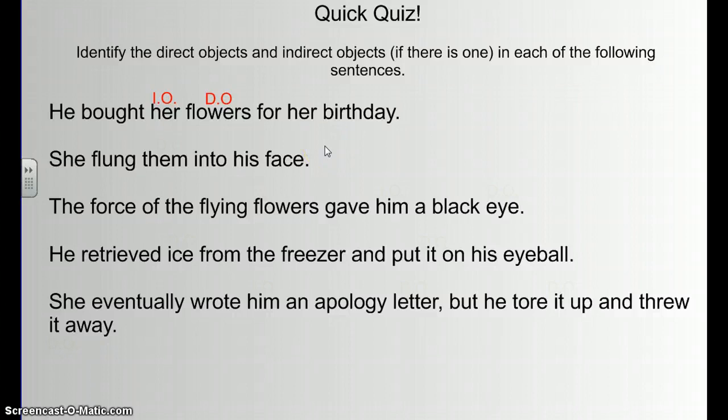Second sentence: she flung them into his face. What is getting flung is them, so we only have a direct object. There is no indirect object. The force of the flying flowers gave him a black eye. Think to yourself, is someone or something being given something else? In this case, black eye, as a compound noun, is my direct object because it's being given to him. Next sentence: he retrieved ice from the freezer and put it on his eyeball.